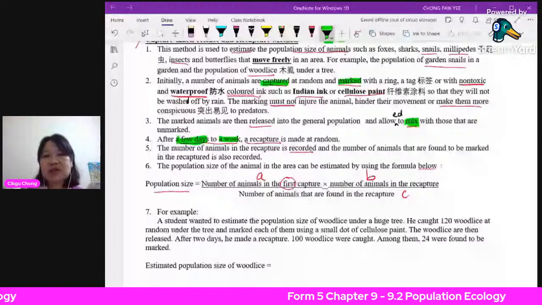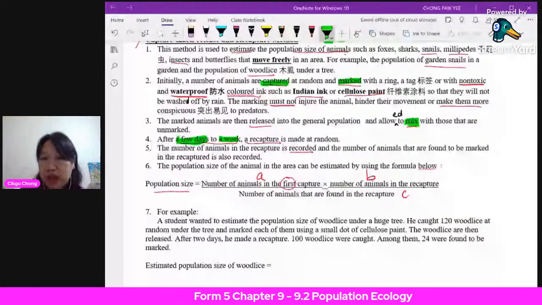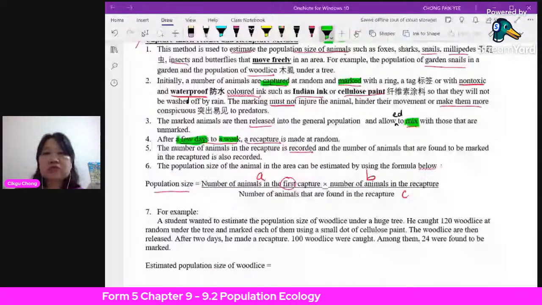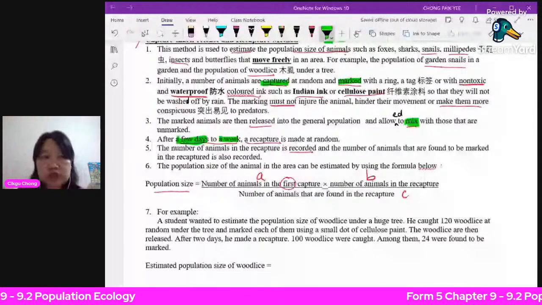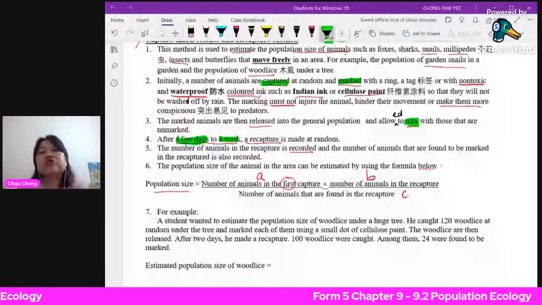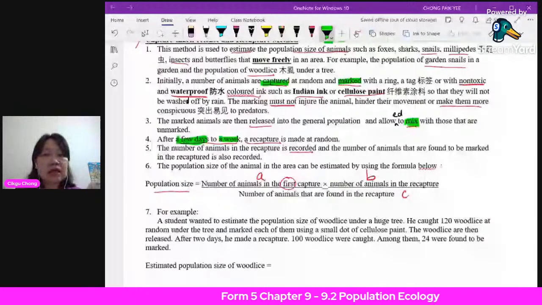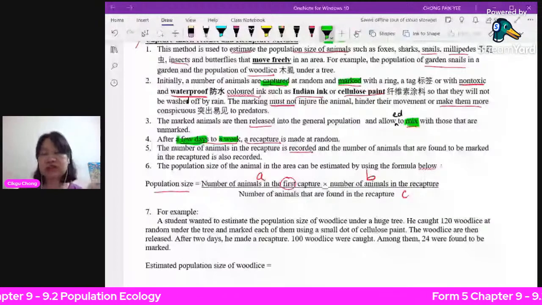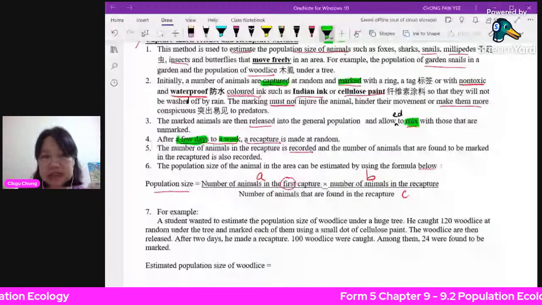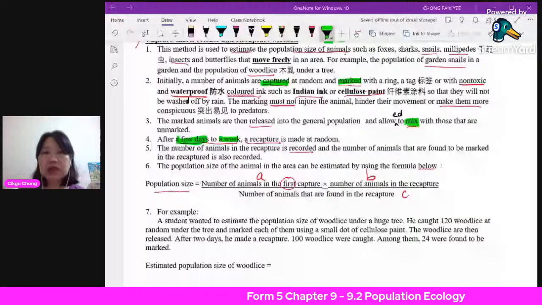Now, if you want it to be more accurate, what you can do is you repeat the experiment, okay? Or you can catch more than one trap. That means for the first capture, you increase your sampling size. Instead of catching 120, maybe you put 2 traps, you get 240. That's more accurate actually. And you increase your sampling size. This is important.